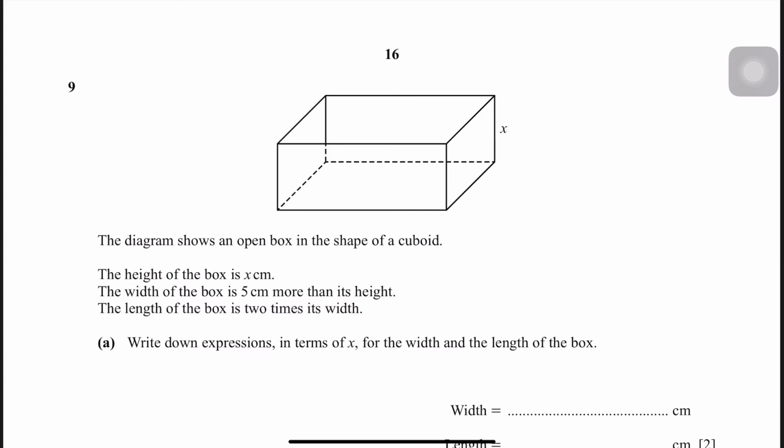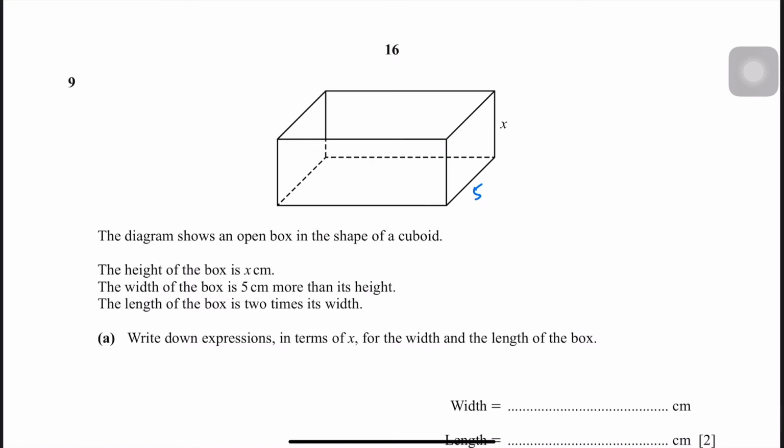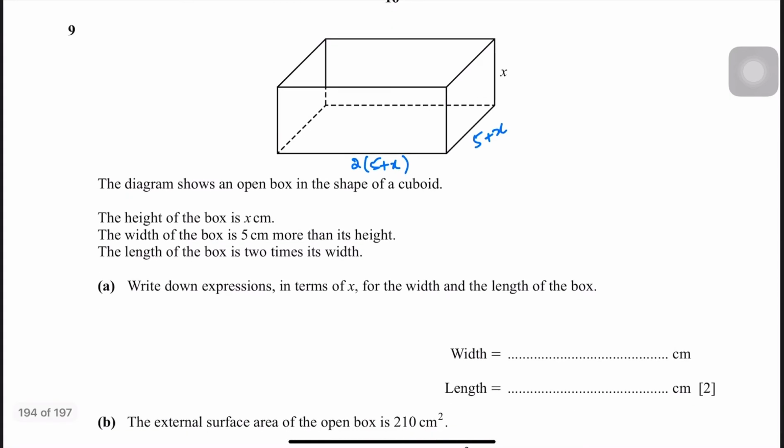Question number 9 says the diagram shows an open box in the shape of a cuboid. The height of the box is x. The width of the box is 5 more than its height, so it's 5 plus x, and the length of the box is 2 times its width, so 2 into 5 plus x. Write down expressions in terms of x for the width and length. Okay, so that's what I wrote.